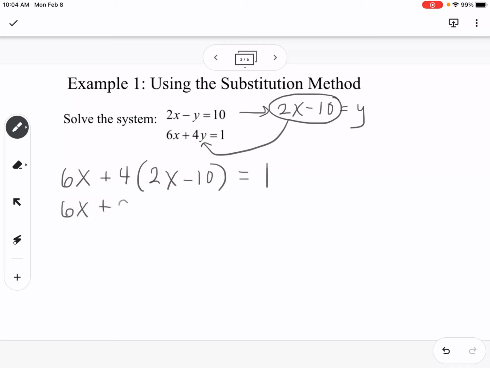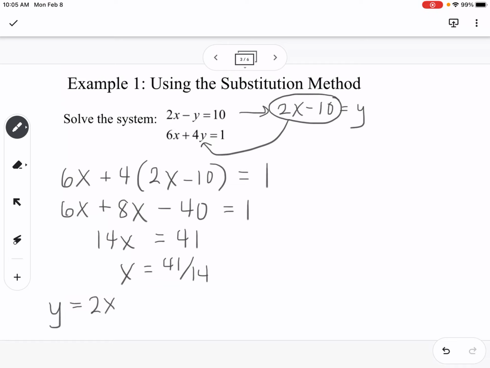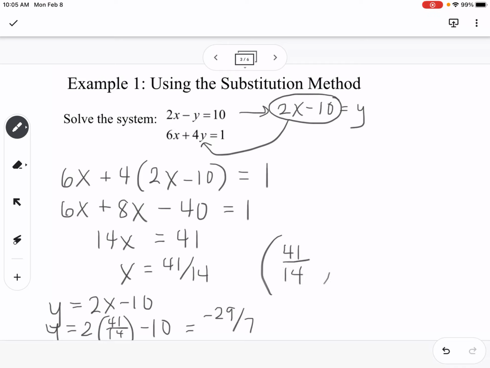So this would be 6x plus 8x minus 40 equals 1. Combine like terms and I get 14x. I'm going to add 40 to the other side, so I get 41. So x is 41 over 14. Okay, then to find y, I can plug it back in. I'm going to use my rearranged equation, 2x minus 10, so y would be 2 times 41 over 14 minus 10. You can use a calculator. For y, we get negative 29/7. And so our solution would be (41/14, negative 29/7). So that is what you would do if you are trying to use substitution.